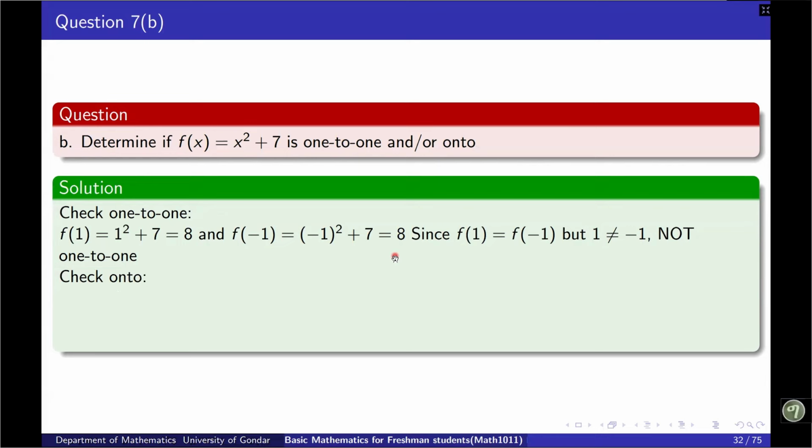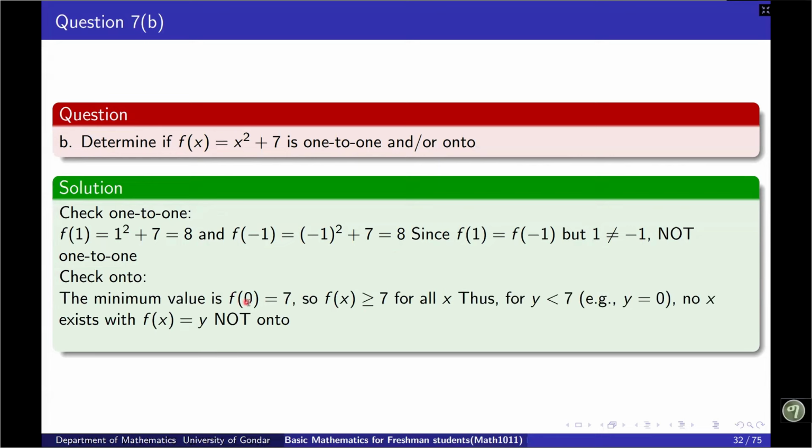In order to check its ontoness, we have f of 0 is equal to 7, which is the minimum value of this parabola, which opens in the upward direction. So that f of x is greater than or equal to 7 for all x. Thus, for y less than 7, for example, if we take y equal to 0, because the function is from R to R, there is no x which exists such that f of x equals 0, so that the function is not onto. Therefore, the function f of x equal to x squared plus 7 is neither 1 to 1 nor onto.